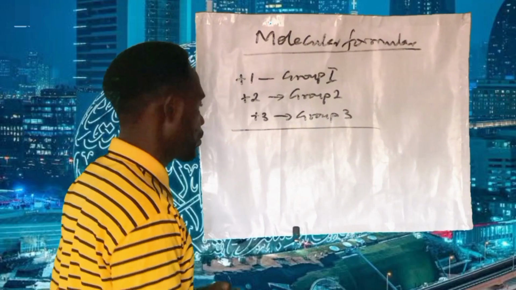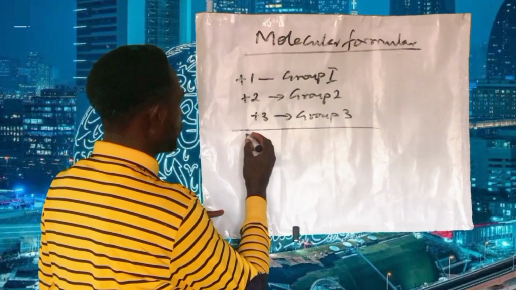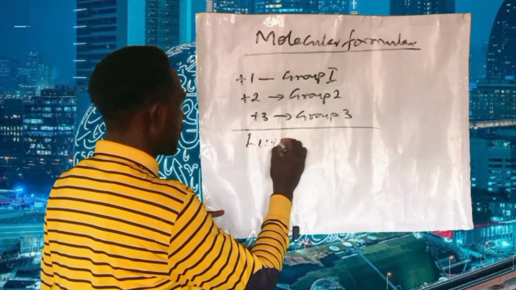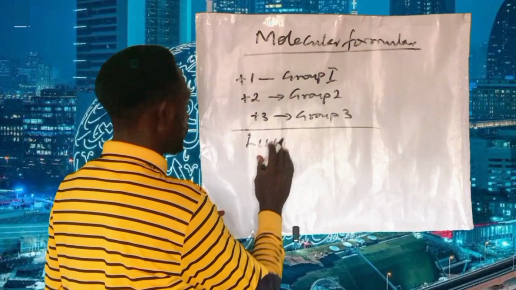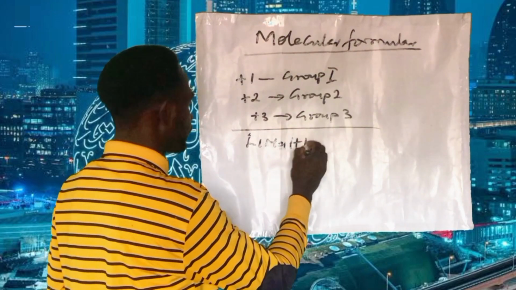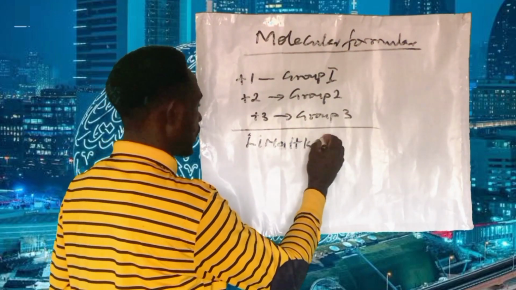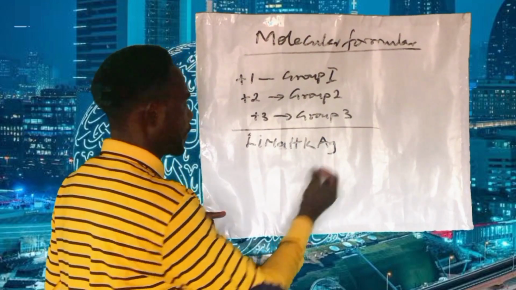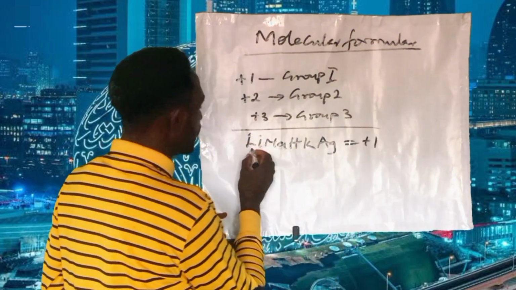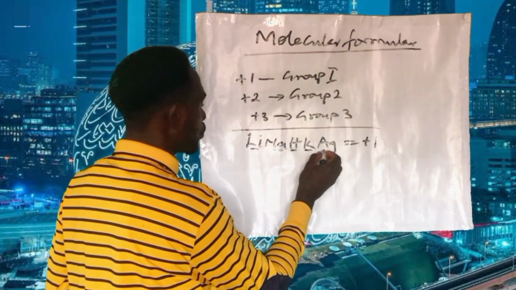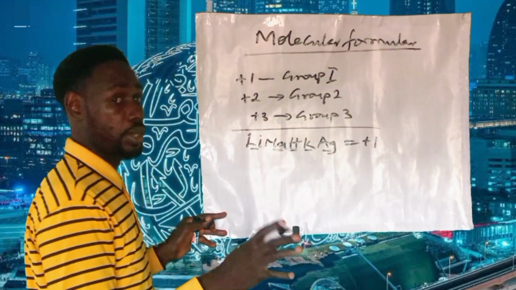So I'm going to use an acronym. You can simply say LiNaHK Ag. See? LiNaHK silver, all +1. Lithium, sodium, hydrogen, potassium, silver all have combining power of +1.